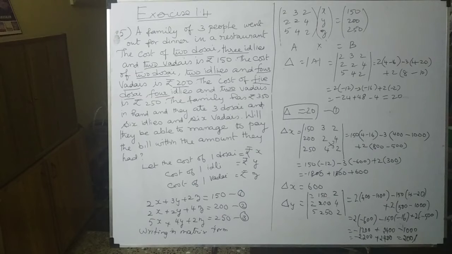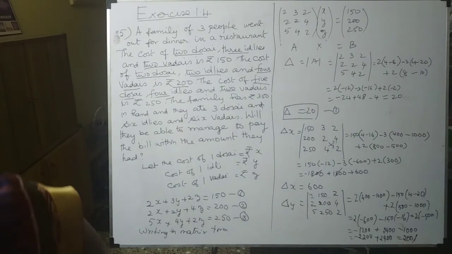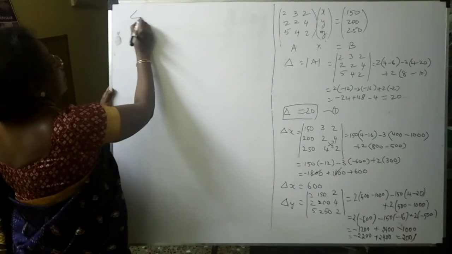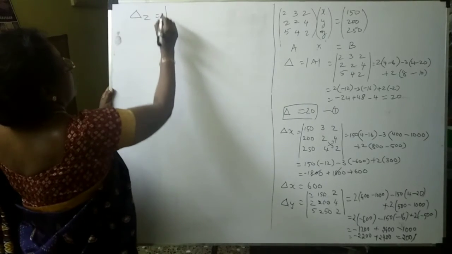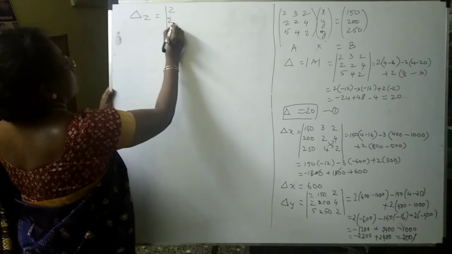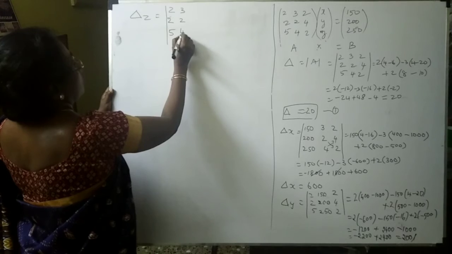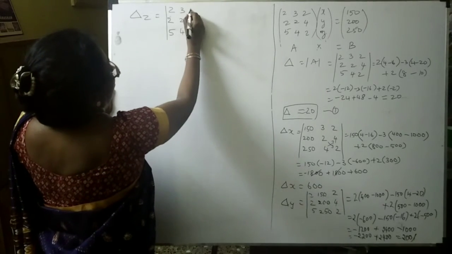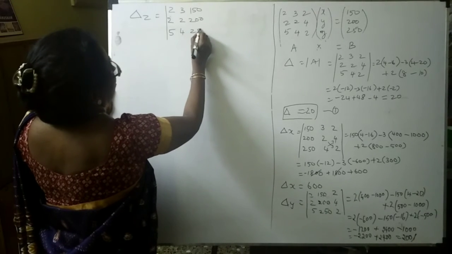Next we are supposed to find out the value of delta z. Delta z is equal to the determinant. The x column we are going to write as it is: 2, 2, 5. The y column is 3, 2, 4. Instead of the z column we are going to write 150, 200 and 250.